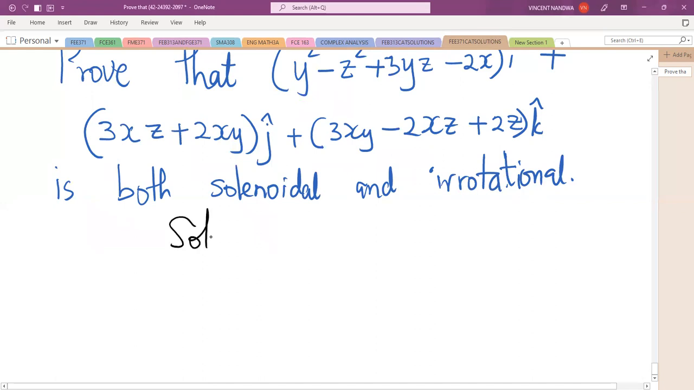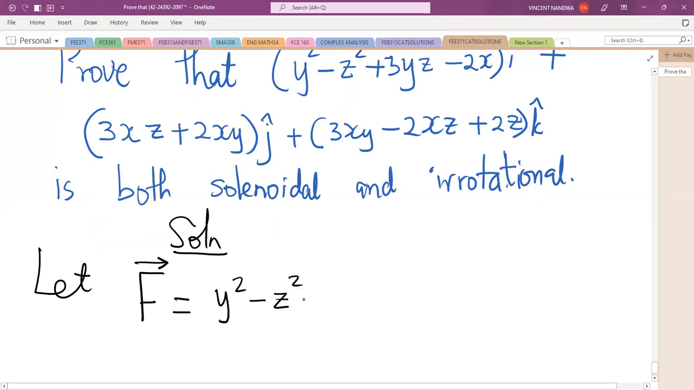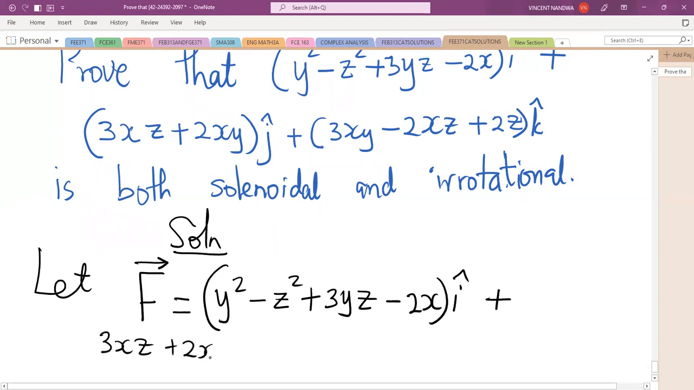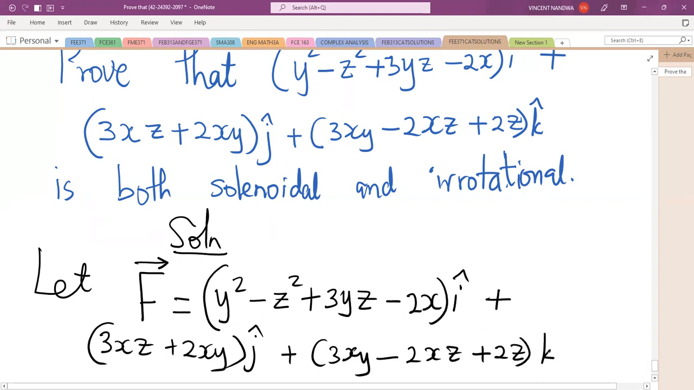So we start by saying, let the given vector be f, which is given by (y squared minus z squared plus 3yz minus 2x) multiplied by i, plus (3xz plus 2xy) multiplied by j, plus (3xy minus 2xz plus 2z) k. So let's give this vector the name f.